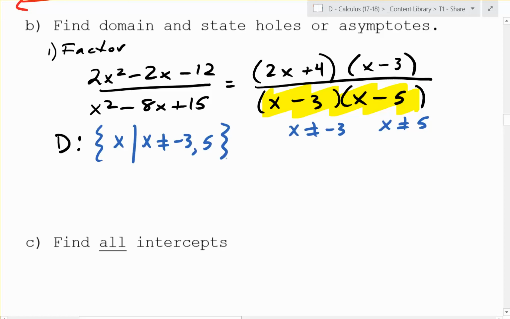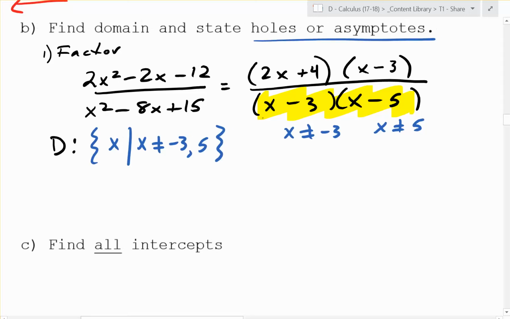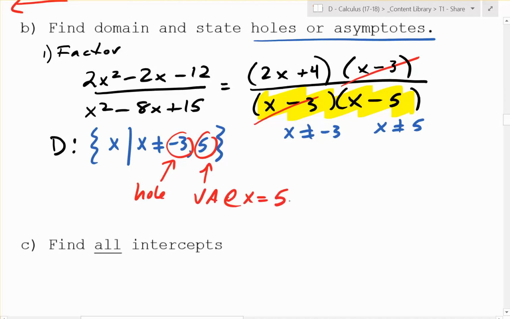But we want to know, are they holes or asymptotes? Now that has to do with whether you cancel. Well, hey, look, it does cancel. So the one you canceled, this is going to be a hole, and this one's going to be a vertical asymptote at x equals 5.